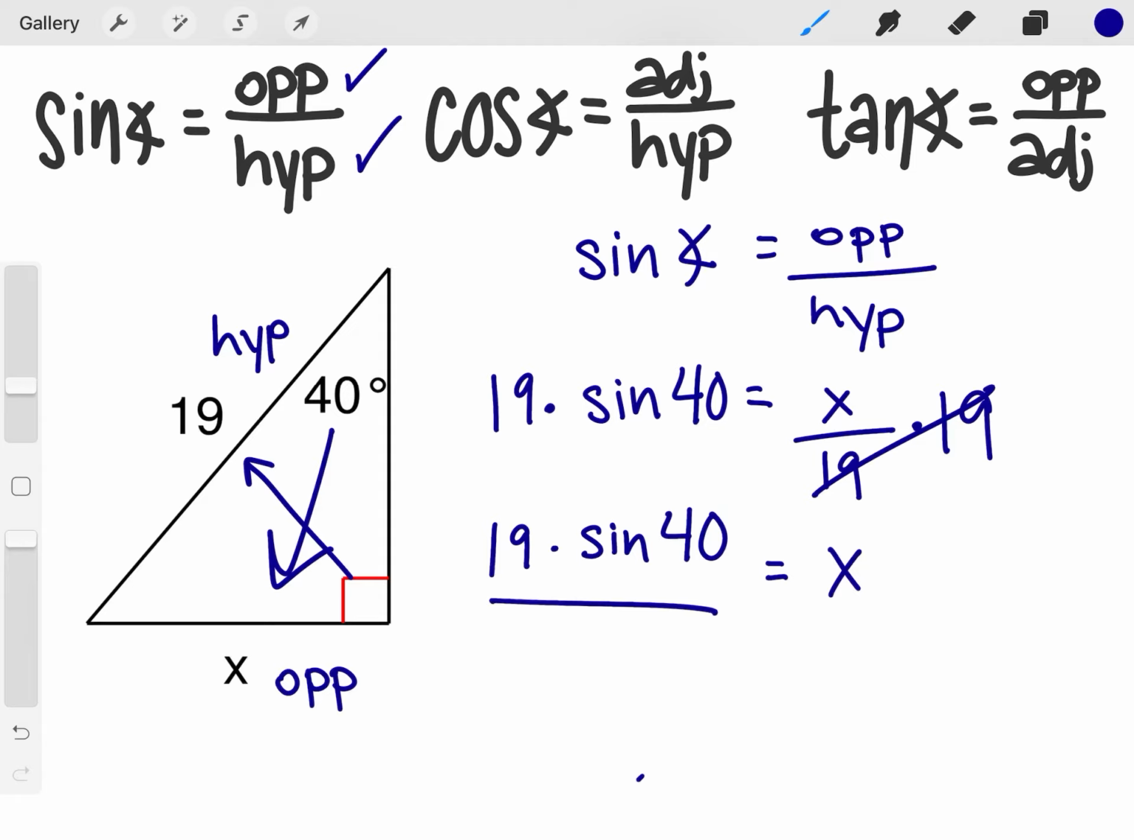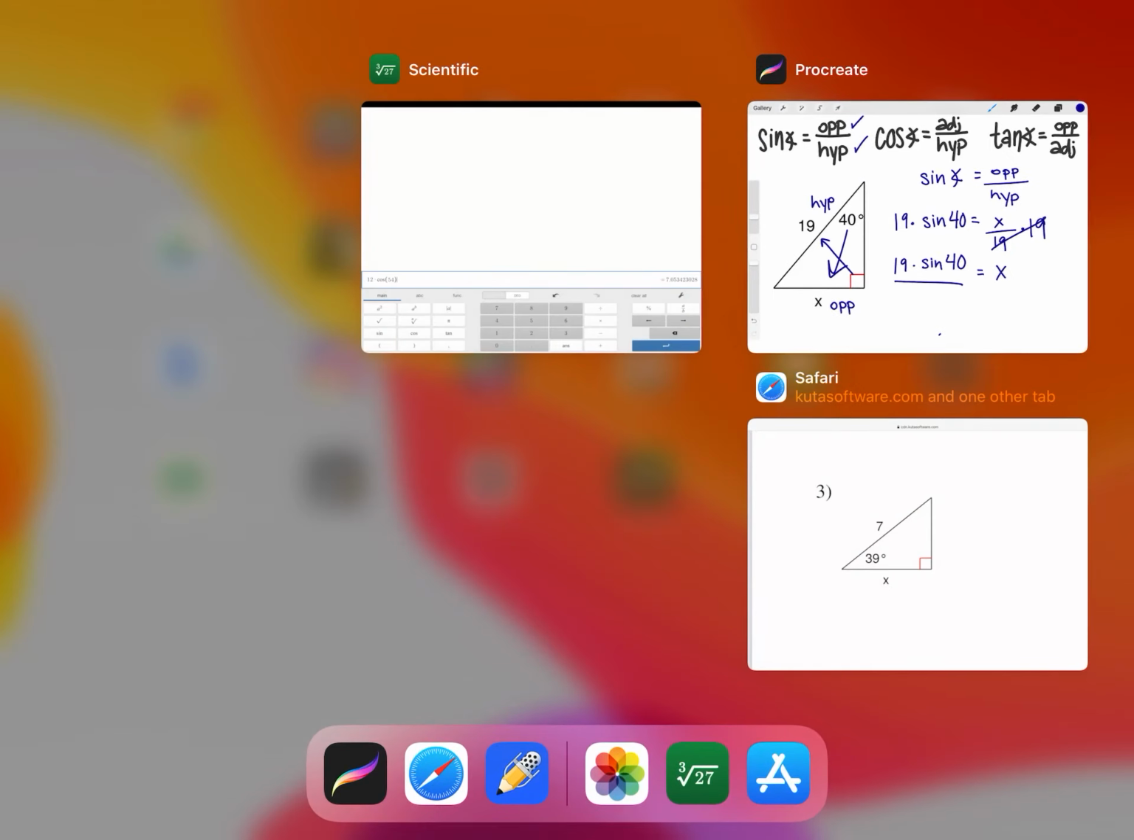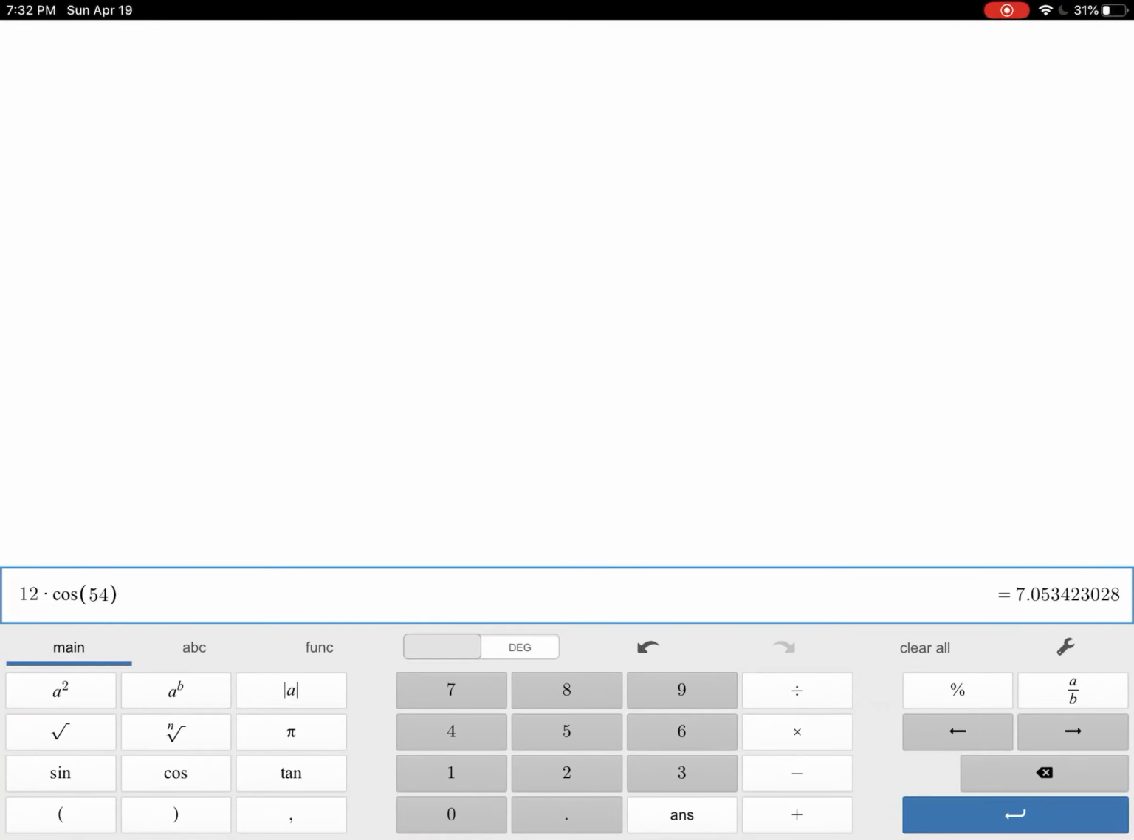I'm on my iPad today, so I'm going to use the app. So what I'm going to be calculating on Desmos is 19 times the sine of 40 degrees. So it's always important that you clear your screen, make sure there's no calculations there. And I'm going to just type in 19 times sine of 40 degrees. And that gives me my answer right away, 12.21296458, which is a great answer.